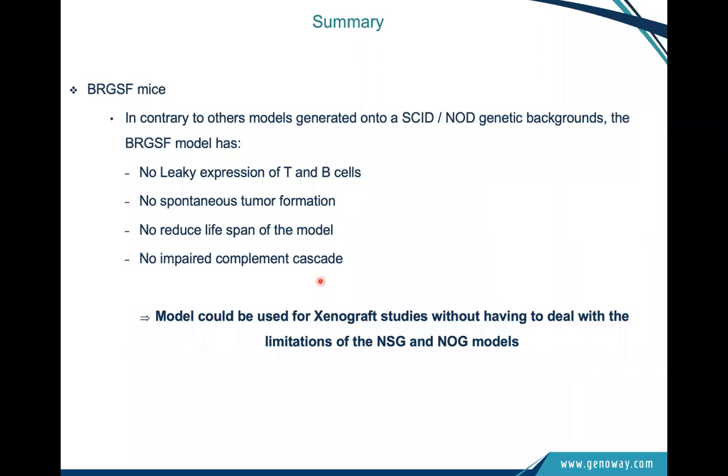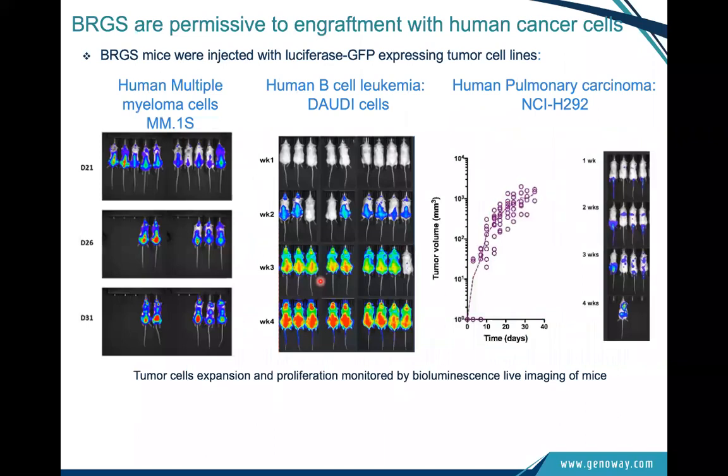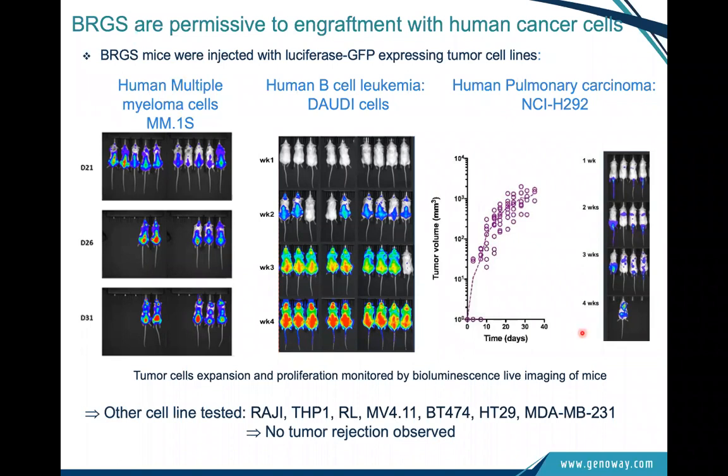complement-mediated mechanisms. The model could be engrafted with human cells, and as you can see on this slide, we are showing you BRGS mice, which were engrafted with either human multiple myeloma cells, leukemia B cells, or pulmonary carcinoma. And in all cases, the tumor and the cell proliferation was observed in those mice without any major problem. Other cell lines have been tested here, but I'm not going to detail all of this in this seminar, just to let you know that you can use this model for standard PDX and CDX studies.